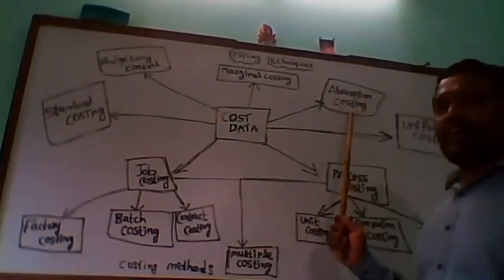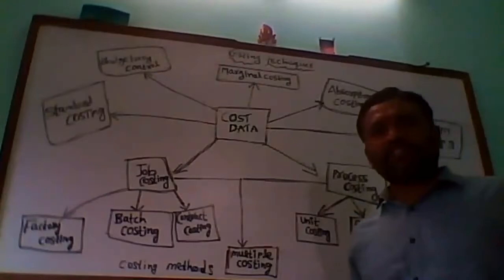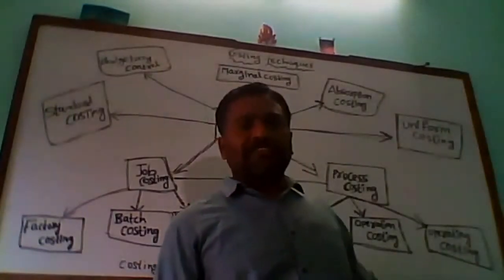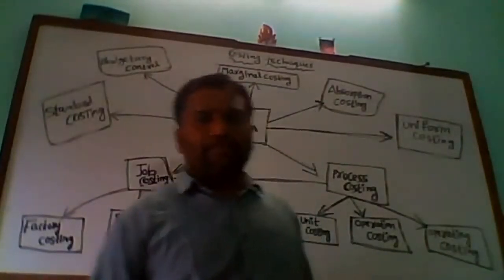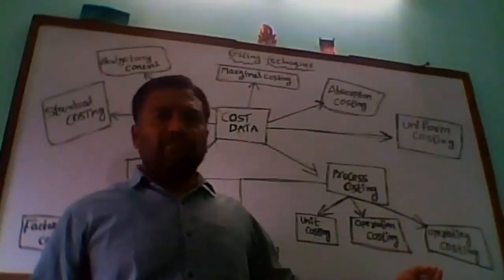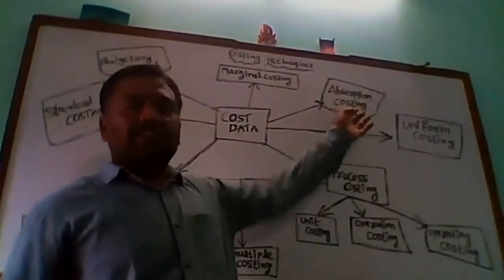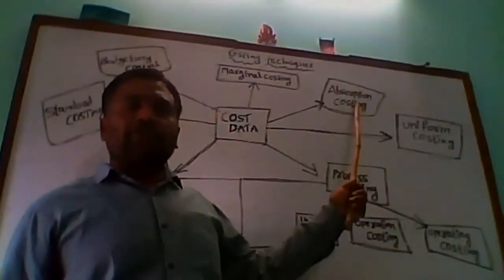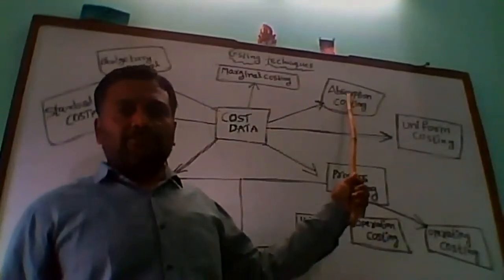And coming to absorption costing, only the variable cost we are going to consider. Just now I said the variable cost varies according to the level of production. So here we are going to record this absorption costing, and here we are going to make the allocation of the cost into the various parts.